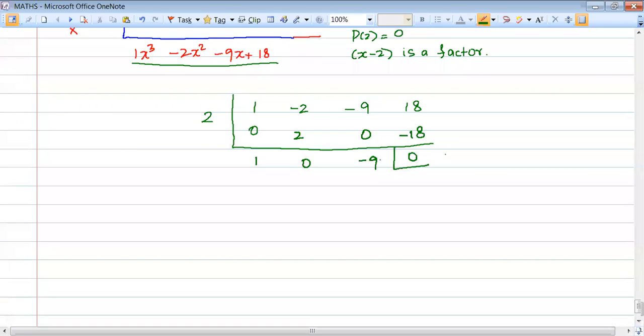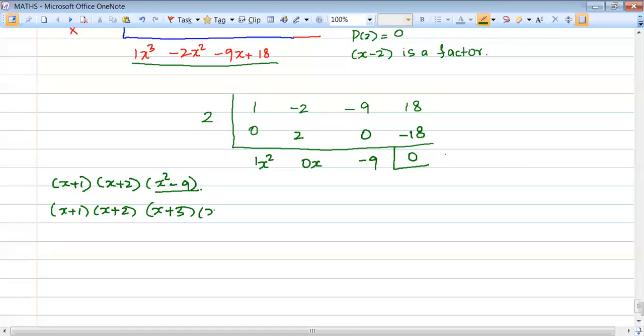Then what about this one? Here you will get the constant. This is x. And what about this one? x square. Already we have x plus 1 as a factor and x plus 2 is also a factor. What about this one? x square minus 9. So here you will get x plus 1 into x plus 2 into, using a square minus b square, we can write this as x plus 3 into x minus 3. So the factors for this one are x plus 1, x plus 2, x plus 3 and x minus 3. Okay, so this is the right answer for this question.